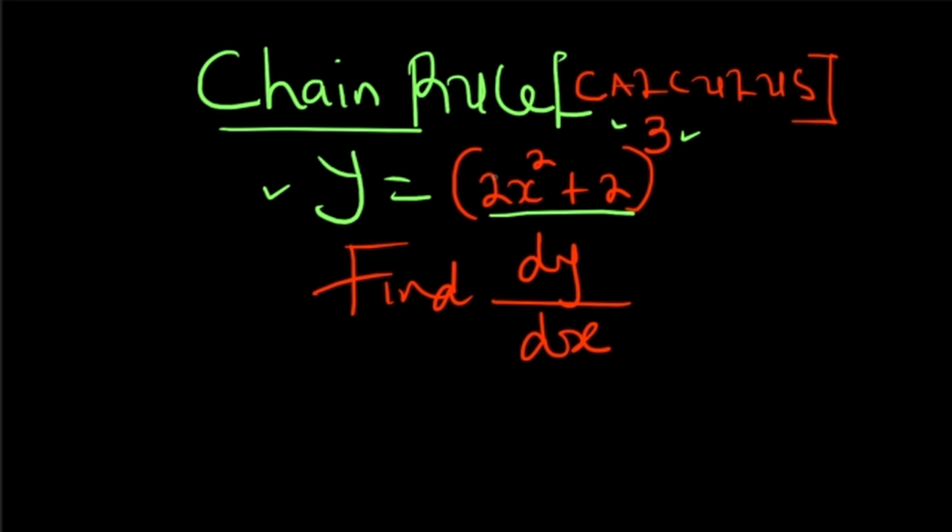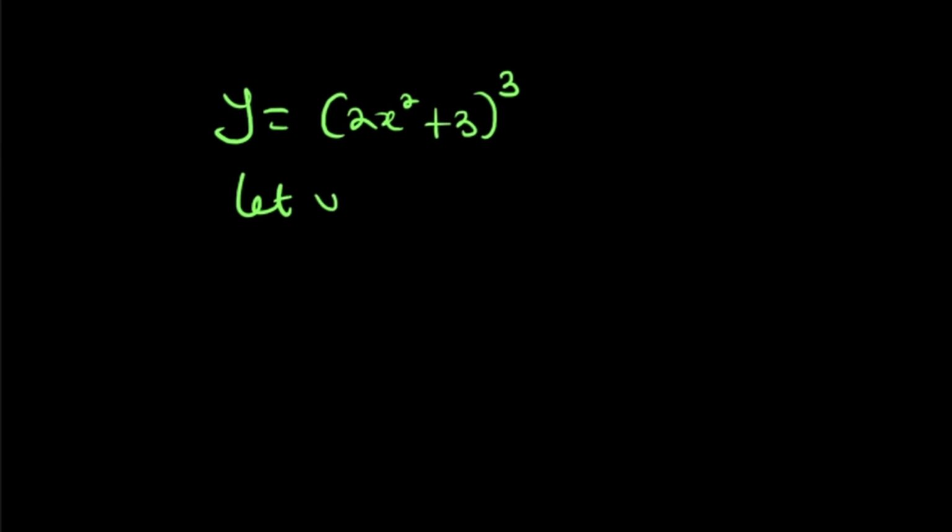Now, how do we solve this very problem? Let me solve it so that you see how it works. So we said that y is equal to (2x squared plus 3) raised to the power of 3, right? Good. So now we are going to make an assumption. We say let u be equal to everything inside this bracket, right? u is now going to be equal to 2x squared plus 3.